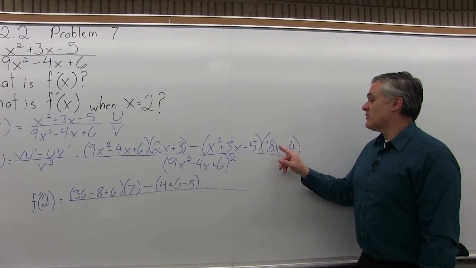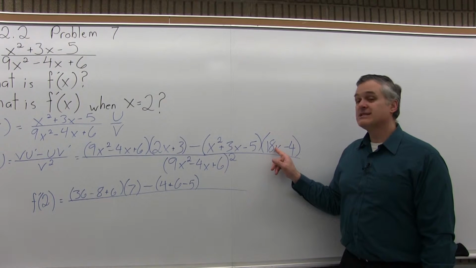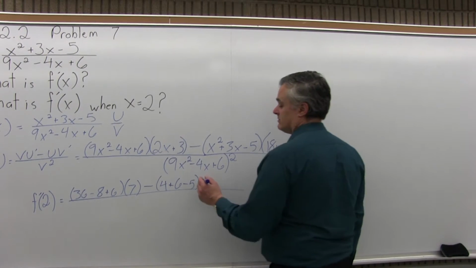18 times x minus 4 becomes 18 times 2 minus 4. 18 times 2 is 36. And I might as well do right now 36 minus 4 is 32.